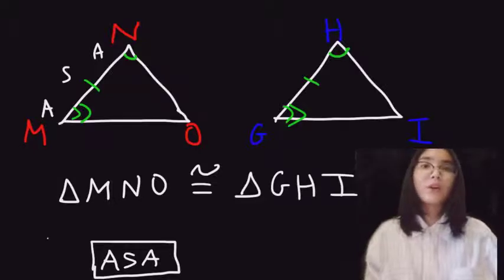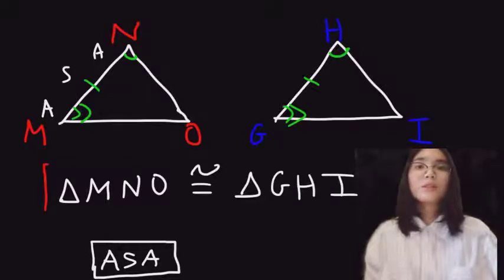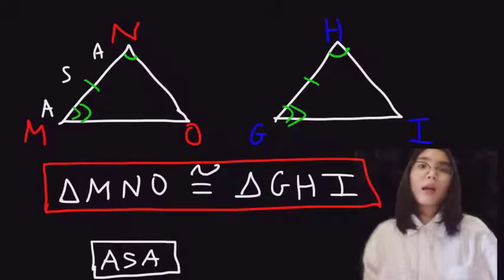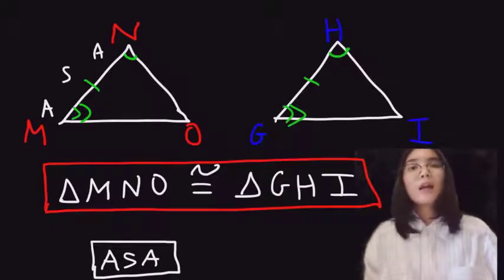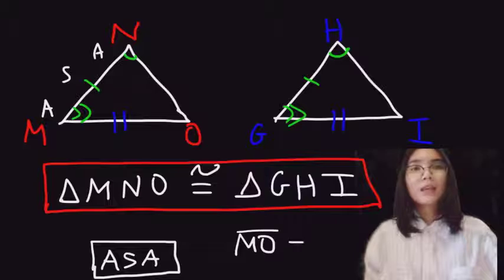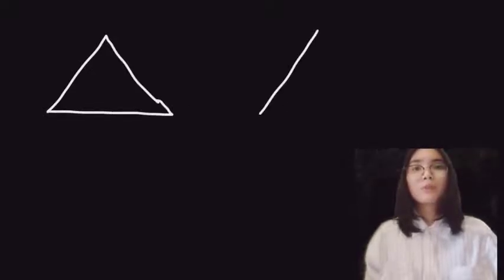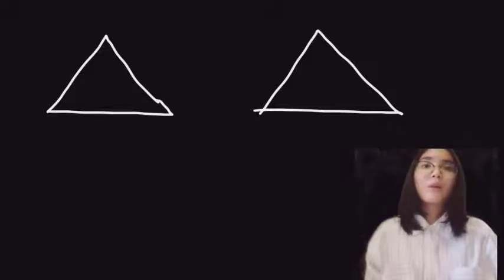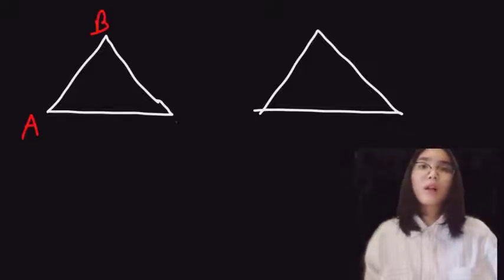Now let's try another example. Let's call this triangle MNO, and this one we are going to call GHI. Now let's say that angle N is congruent to angle H, segment MN is congruent to segment GH, and angle M is congruent to angle G. So what postulate can we use to prove these two triangles are congruent?